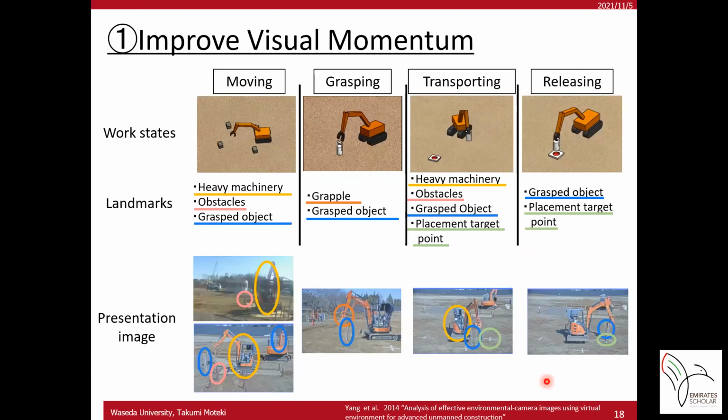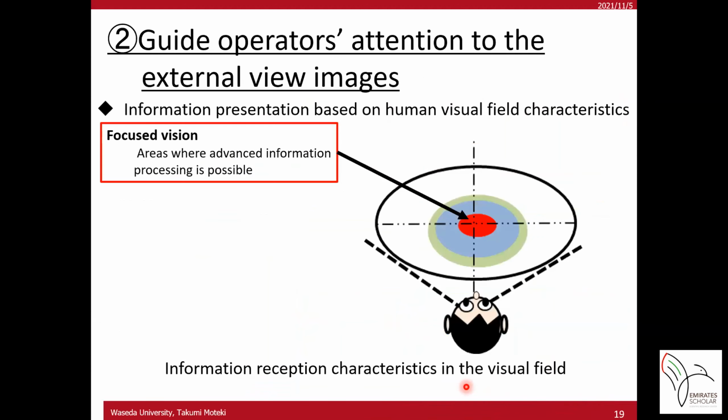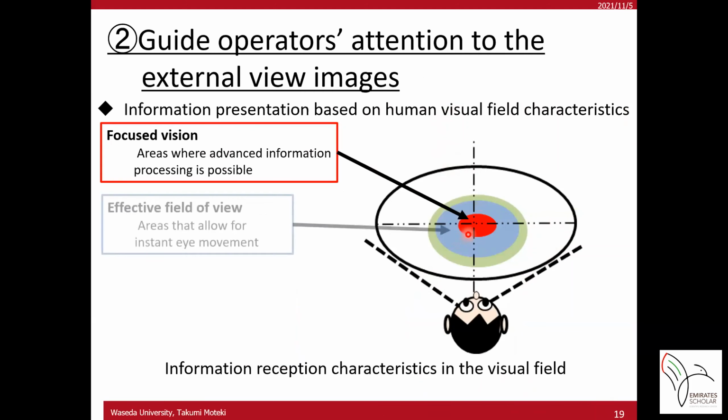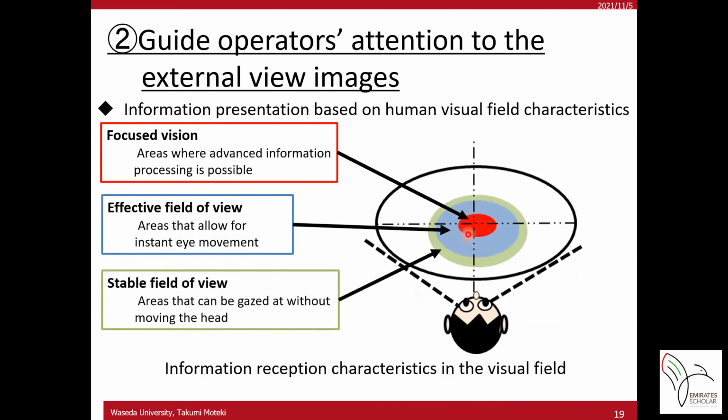This is the visual presentation we designed and applied in experiments. The landmarks mentioned are circled. And next is designed to guide the operator's attention to the external view images. The human visual field can be divided into three main categories: focused vision, effective field of view, and stable field of view.